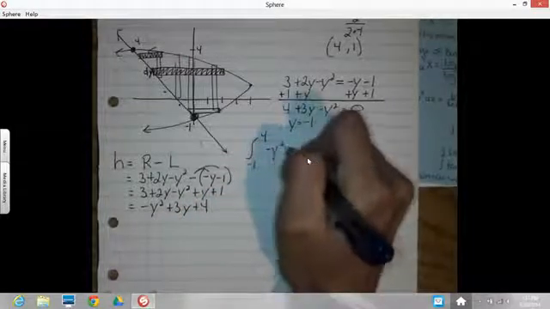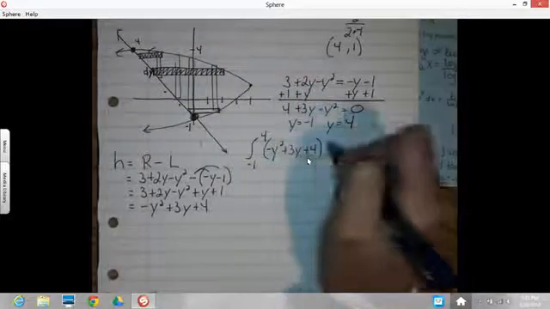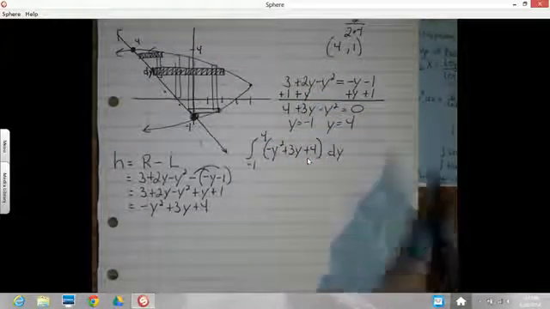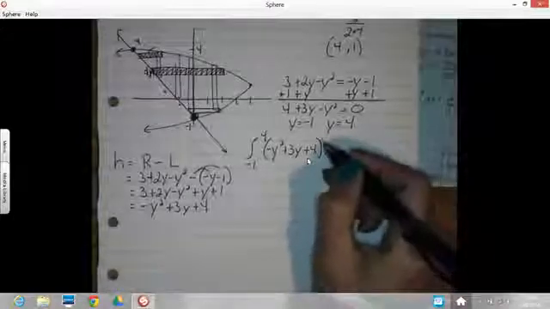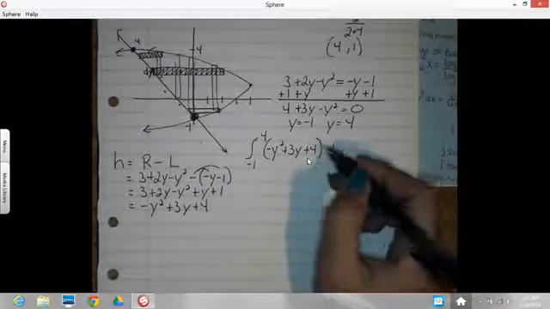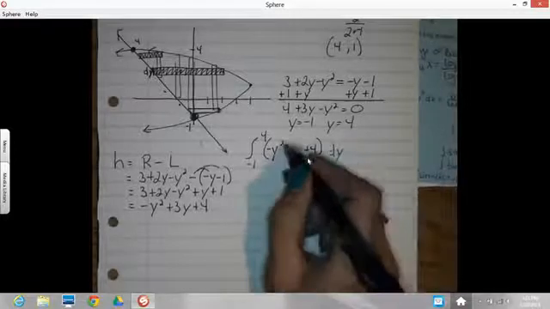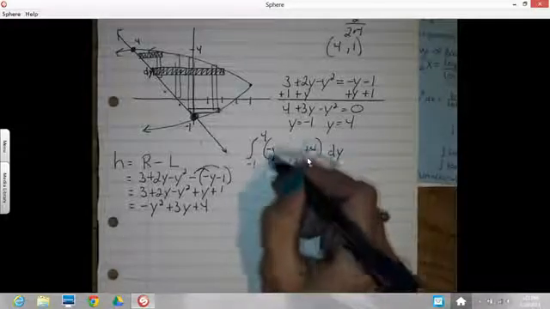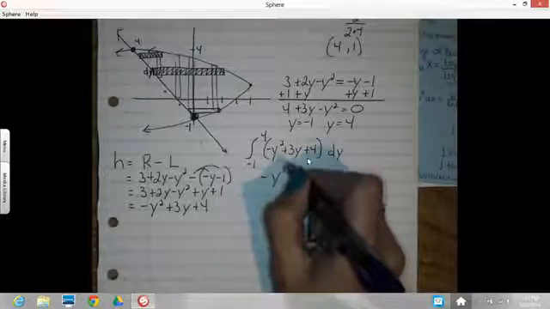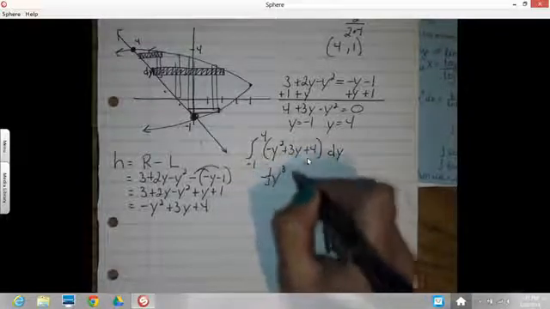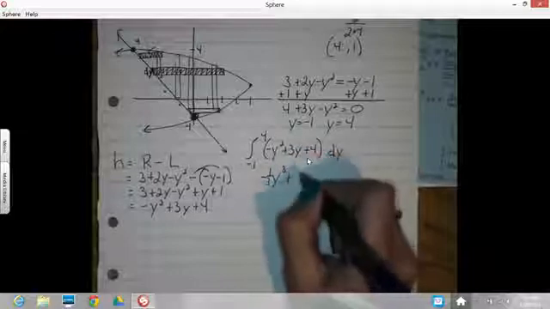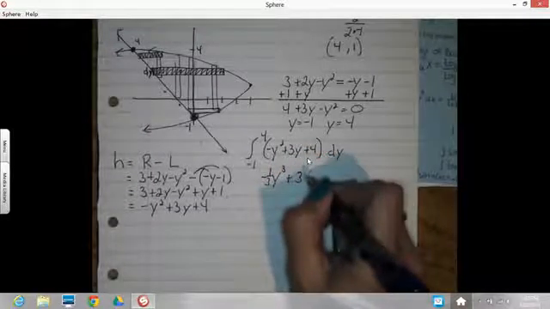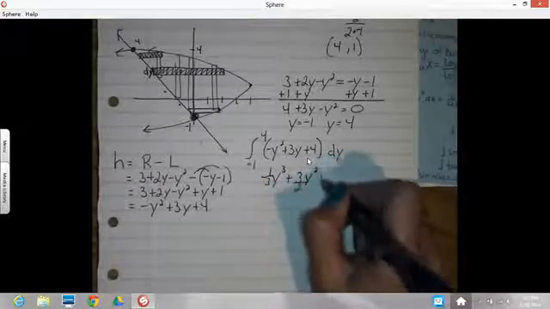Times my width. Okay? I didn't need the parentheses there. It's to the first power. So now when I'm ready to integrate, I just do each term separately. So I do the little individual power rule here. So I add 1 to the exponent, multiply by the reciprocal. Add 1 to the exponent, multiply by a half or divide by 2, plus 4y, evaluate from negative 1 to 4.